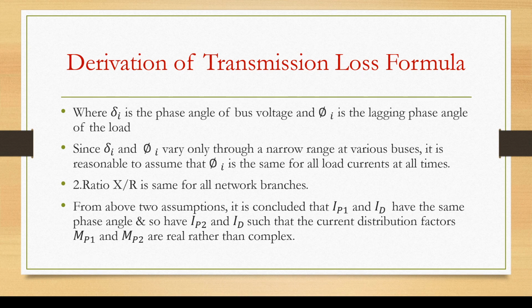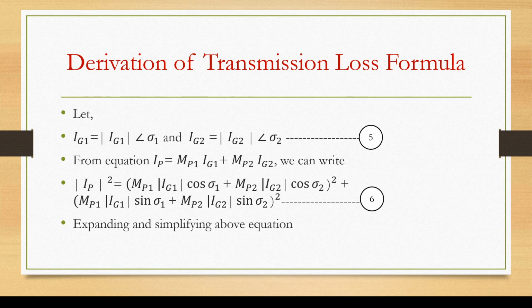So from these two assumptions, it can be concluded that IP1 and ID have the same phase angle, and so have IP2 and ID, such that current distribution factors MP1 and MP2 are real rather than complex. So what we are concluding here is that current distribution factors MP1 and MP2 are real, they are not complex.